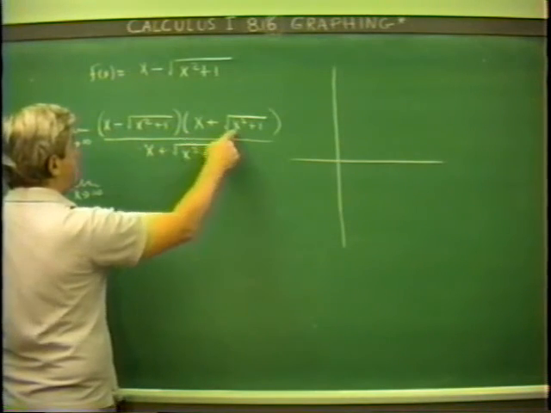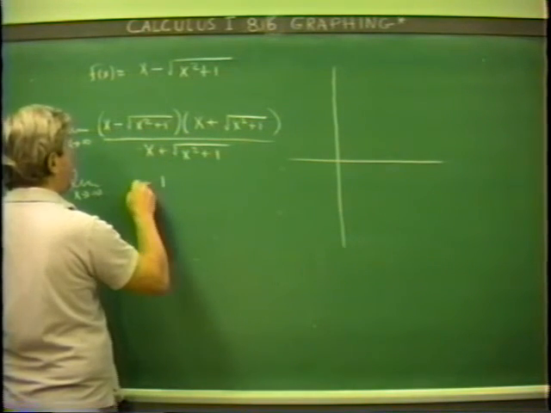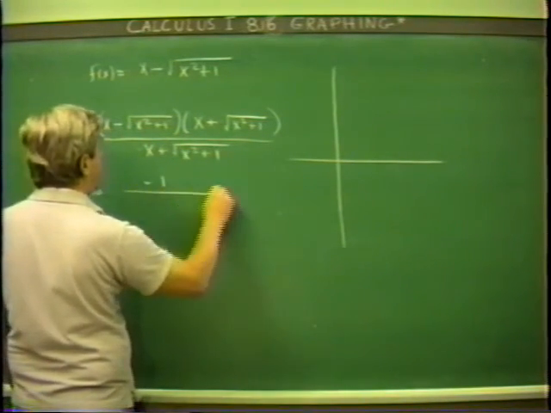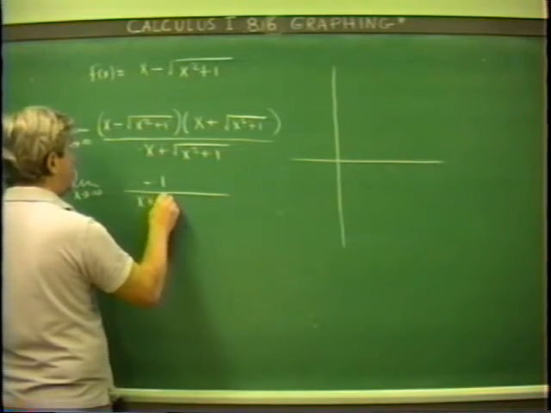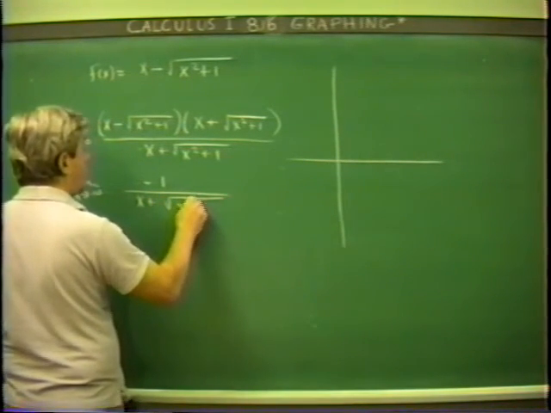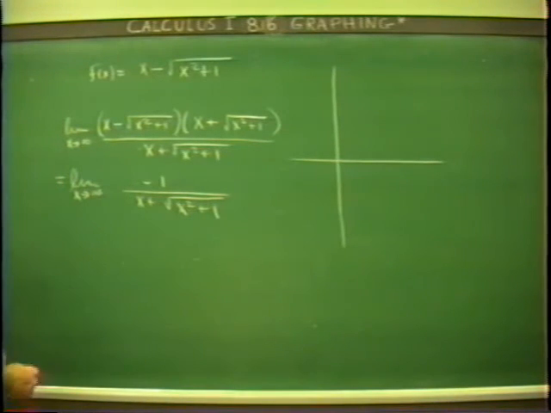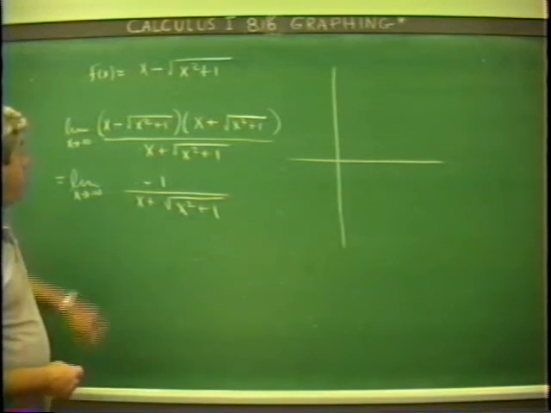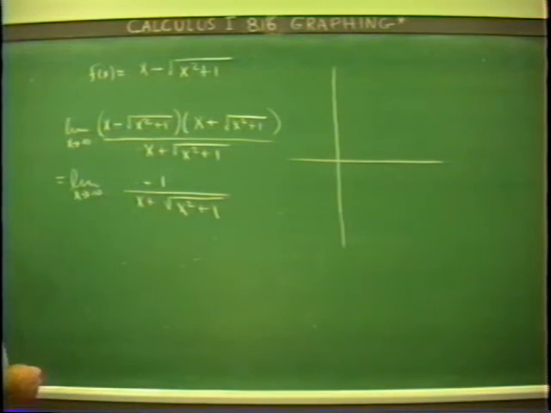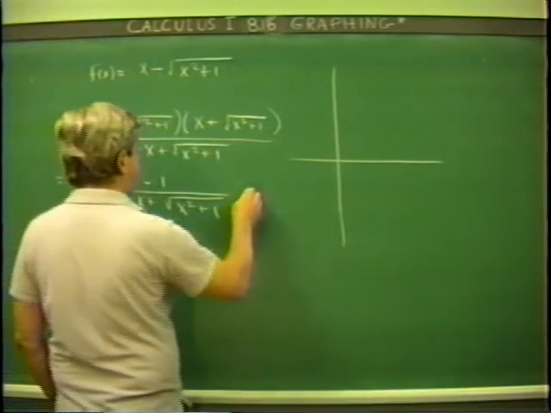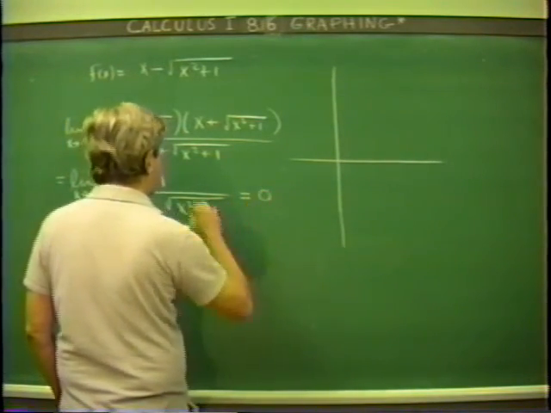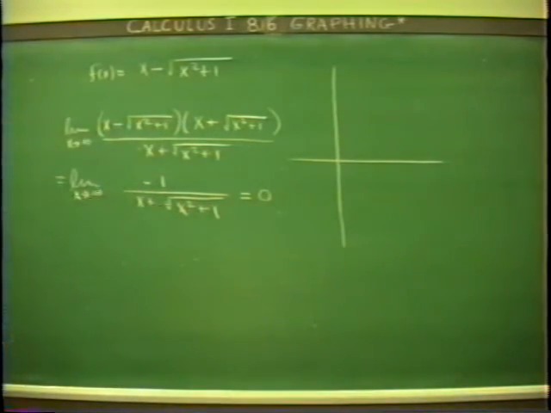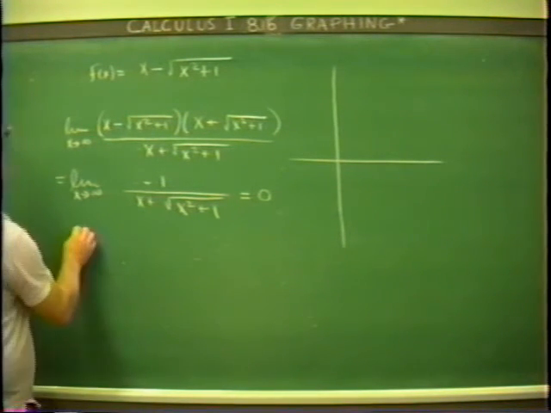Right. In which case we get that this is equal to the limit as x approaches infinity of x squared minus x squared minus 1, so minus 1, over x plus the square root of x squared plus 1. And now as x gets very large, the denominator here gets large, and so this approaches 0.